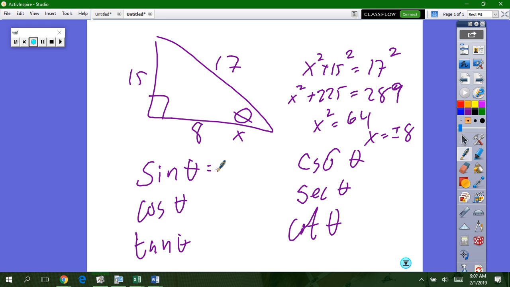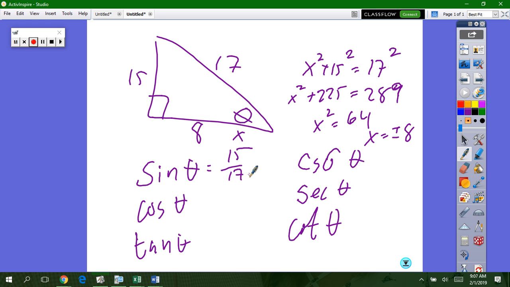Sometimes I get kids that say this is your adjacent because it is next to that angle, isn't it? But what is that side always? Hypotenuse, because it's opposite of the 90-degree angle. Agreed? Okay. So opposite over hypotenuse. Boom. Pretty simple, huh? Nothing really hard about that, right?